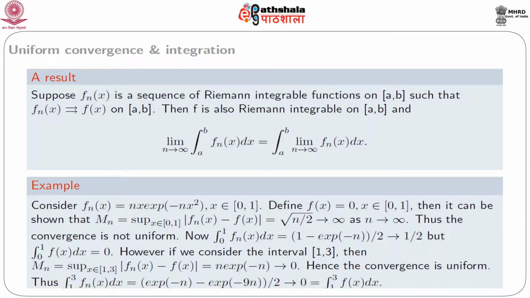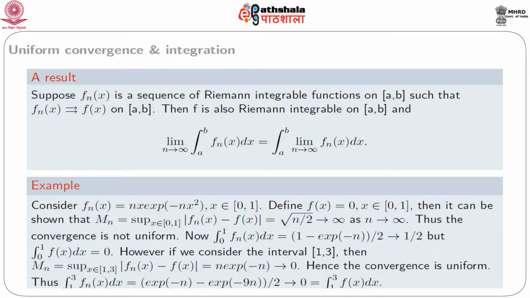That is, in this case, uniform convergence enables us to interchange the operations of integration and limit. So, for example, consider fn(x) defined as n x e to the power minus n x squared for x belonging to the closed interval [0, 1]. Now, in this case, it is already shown that f(x) comes out as 0, and we can show that Mn, which is the supremum value of the absolute value of fn(x) minus f(x) over the range [0, 1], comes out as square root of n by 2, which tends to infinity as n tends to infinity. Therefore, Mn does not tend to 0, and hence the convergence is not uniform.